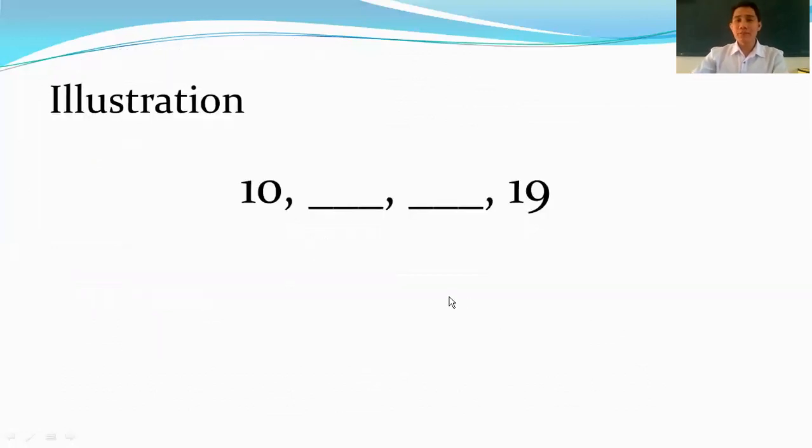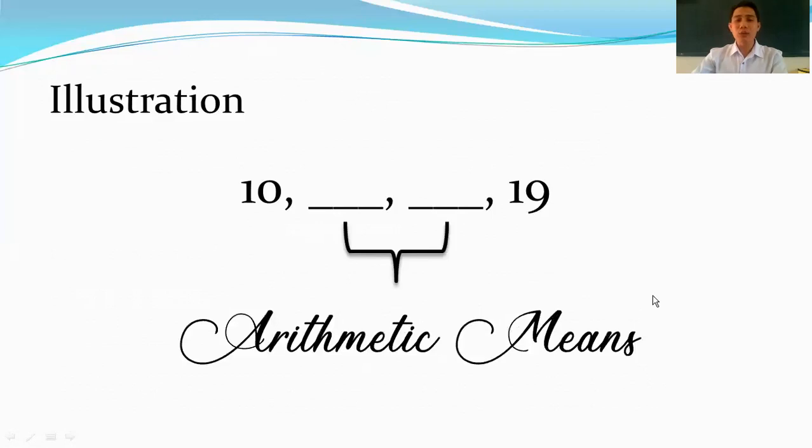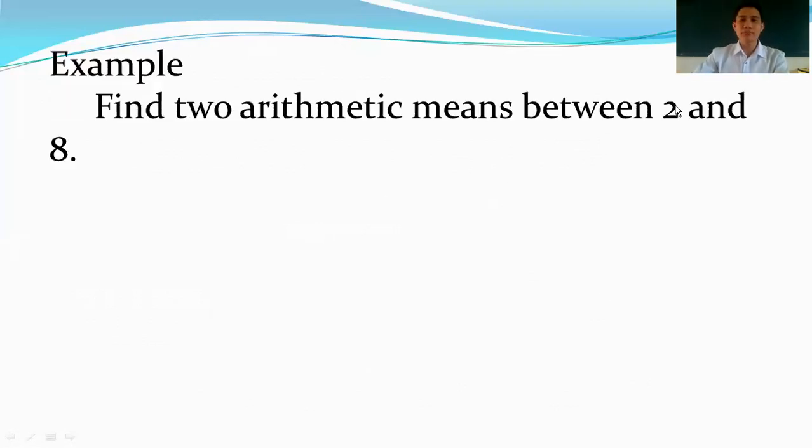To illustrate, I have here a sample sequence: 10, blank, blank, and 19. As you can see, there are 2 blanks between 10 and 19. These 2 blanks are what we call arithmetic means. For example, find 2 arithmetic means between 2 and 8.